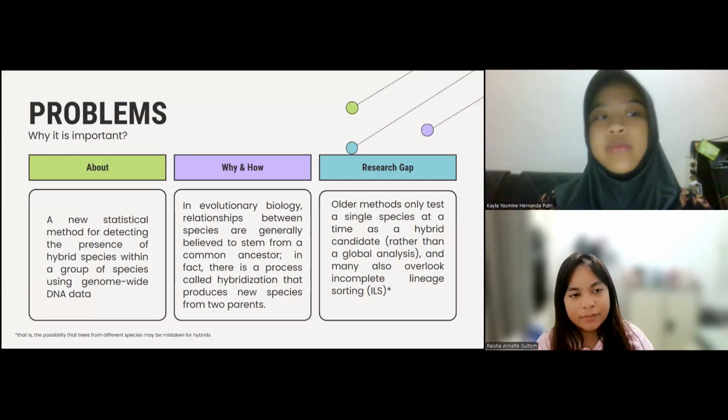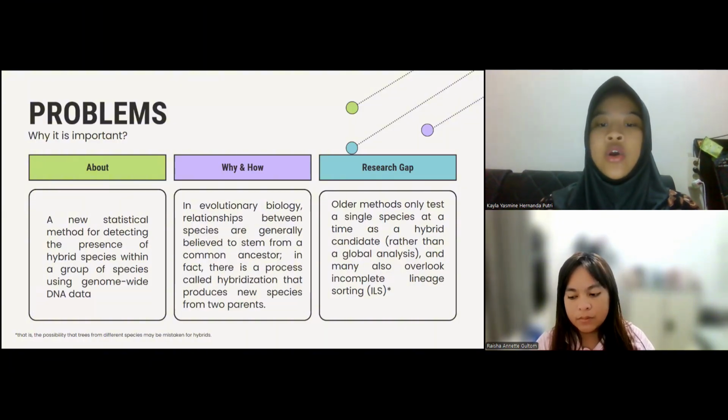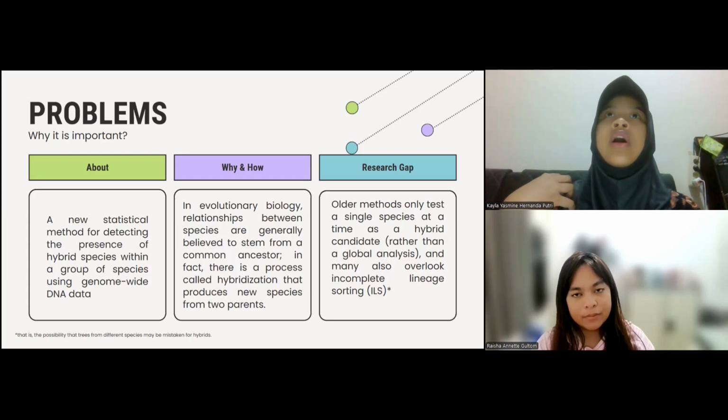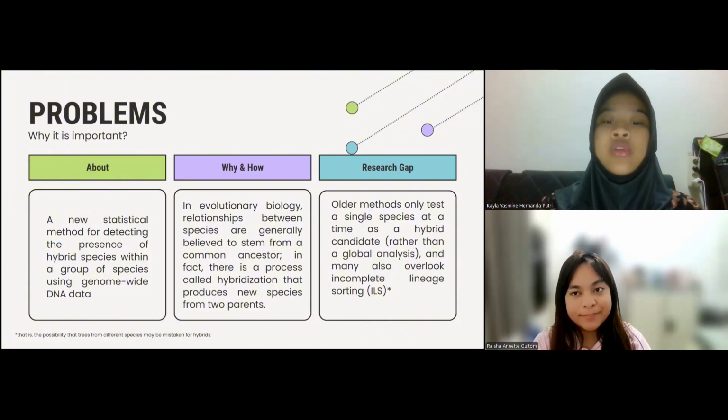So what is the problem from this paper? Well, it is about a new statistical method for detecting the presence of hybrid species within a group of species using genome-wide DNA data. In evolutionary biology, there is also a chance that a species can be the result of hybridization. Relationships between species are generally believed to stem from a common ancestor, but there is a possibility of hybridization.